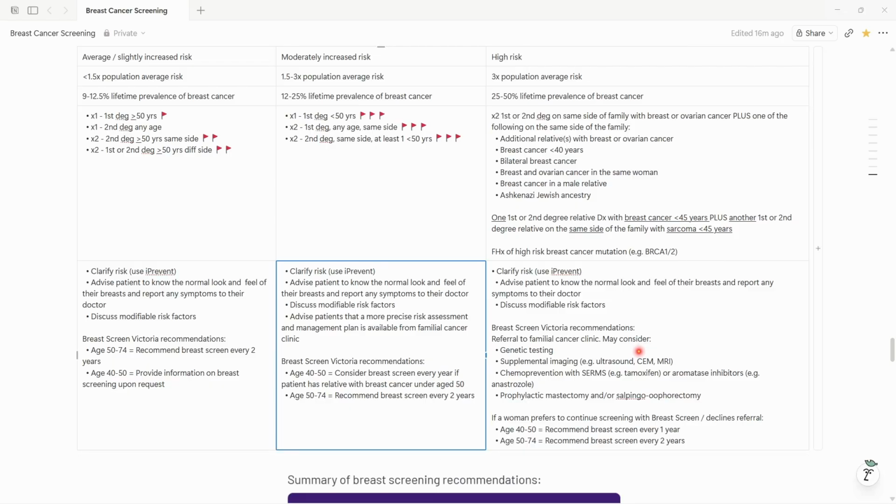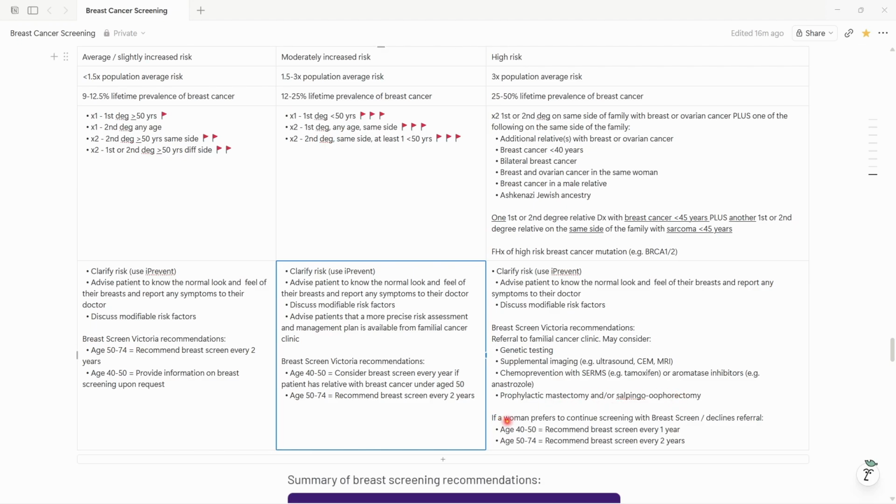And at the clinic, they may consider things like genetic testing for germline mutations, supplemental imaging such as with MRI, chemoprevention with SERMs such as tamoxifen or aromatase inhibitors like anastrozole, and consider prophylactic mastectomy or salpingo-oophorectomy if they are at really, really high risk.